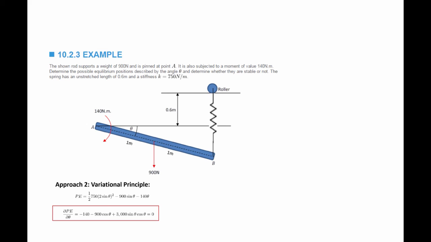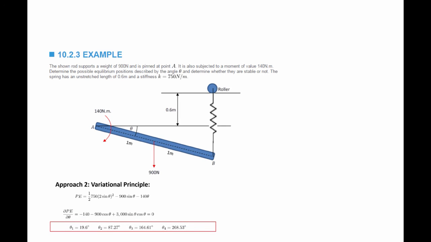At equilibrium, partial potential energy by partial theta is equal to 0. So this equation is what gives me the equilibrium. And if you notice, partial potential energy by partial theta gives me an equation, and I set this equation equal to 0. This is exactly the equilibrium equation. And so the solution to this is the same, and I get the 4 possible angles that I obtained before.